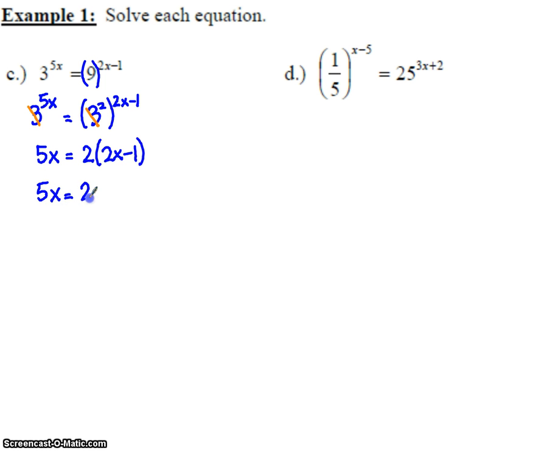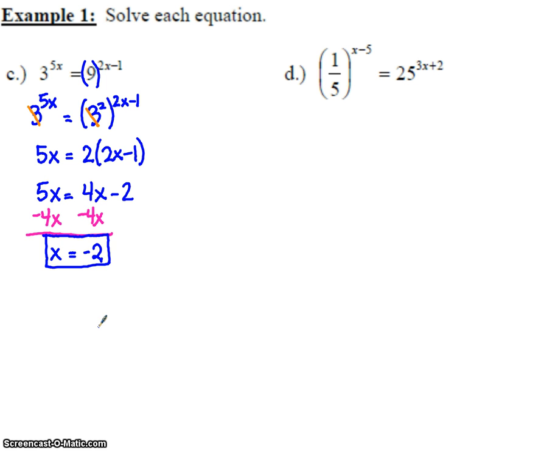Some people like to just distribute the 2 to the 2x and forget about the negative 1 at the end. So it should be 4x minus 2. Now if we want to go ahead and subtract 4x, that ends up giving you just a 1x on the left, and that's equal to a negative 2. You are done. You are finito. So that's C. Now D is a little different.